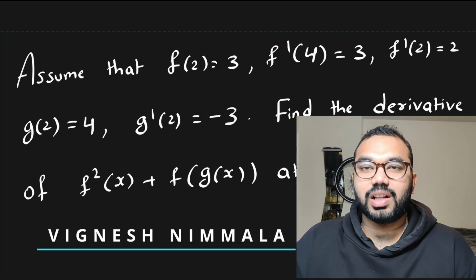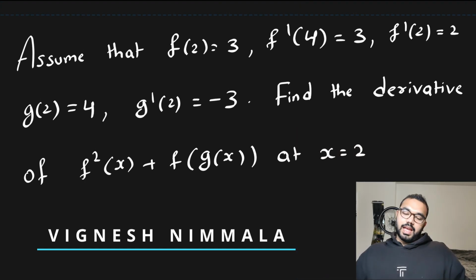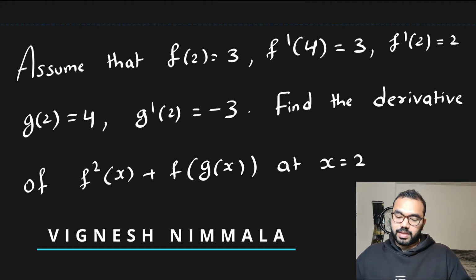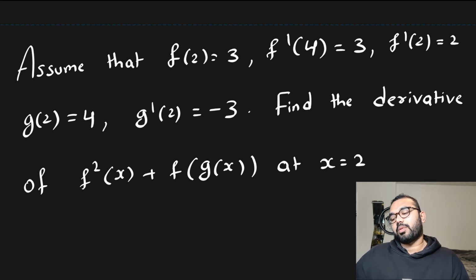Today we're gonna solve a calculus problem. Assume that f of 2 is 3, f prime of 4 is 3, f prime of 2 is 2, g of 2 is 4, g prime of 2 is negative 3. Find the derivative of f square of x plus f of g of x at x is 2.